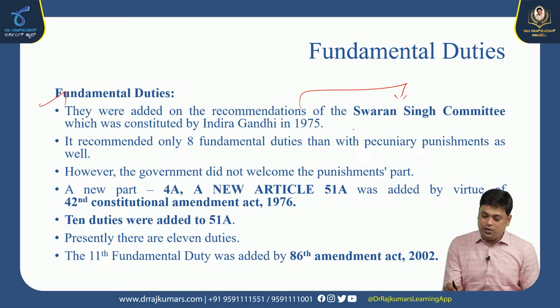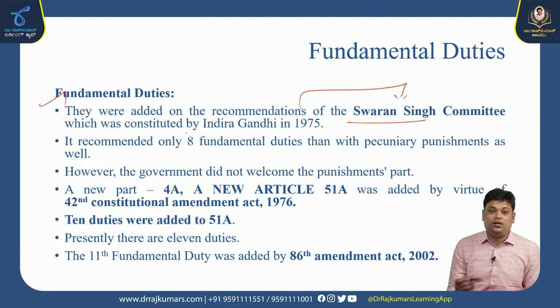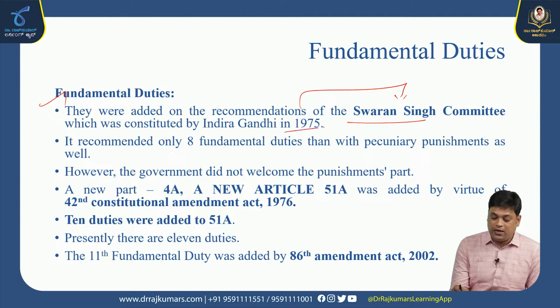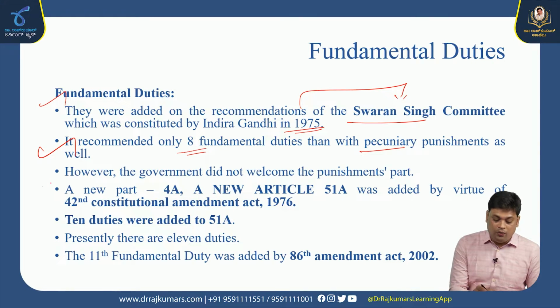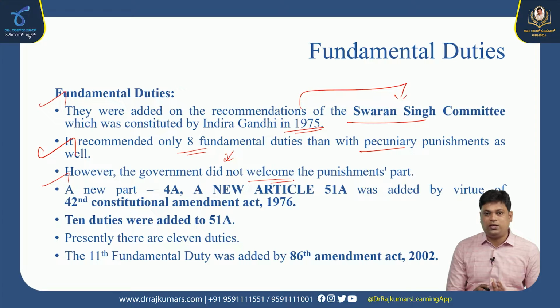Based on the recommendation given by the Swaran Singh committee, which was constituted by then Prime Minister Indira Gandhi in 1975, these fundamental duties were added in 1976. It recommended only 8 fundamental duties, with pecuniary punishments as well. However, the government did not welcome the punishment part. So if you are not following these duties, there is no punishment for that, but the citizen is supposed to follow these duties.